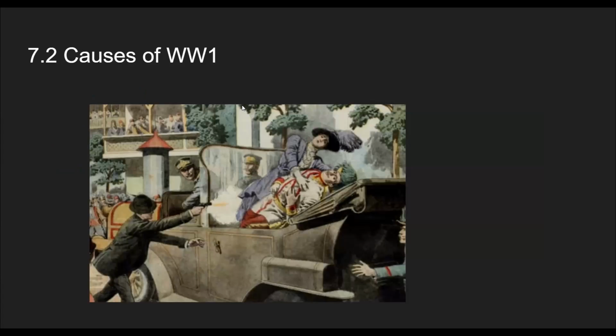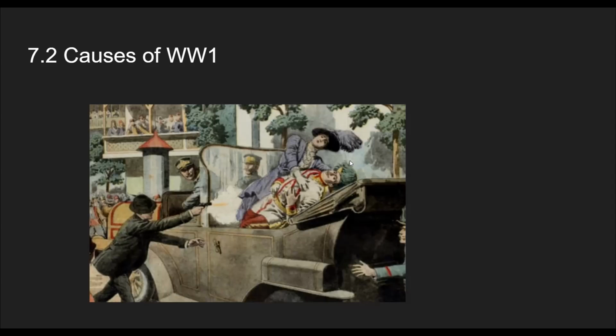So 7.2, causation of World War I. The most immediate cause was the assassination of Archduke Franz Ferdinand by Gavrilo Princip. This is a picture of him shooting the Archduke. This triggered a falling of dominoes, which then led to war.